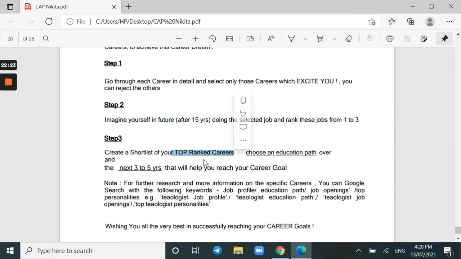Once you get the clarity about those careers which are making you feel excited and passionate, then you can look at the education paths for the next 3-5 years and how to reach that goal. You can try to take help of a CAP career psychologist to help you in narrowing down the careers, or guiding you on various potential ways in which you can take the education, whether in India or abroad. What are the entrance exams? All that information with respect to that career can be given to you by the CAP psychologist.